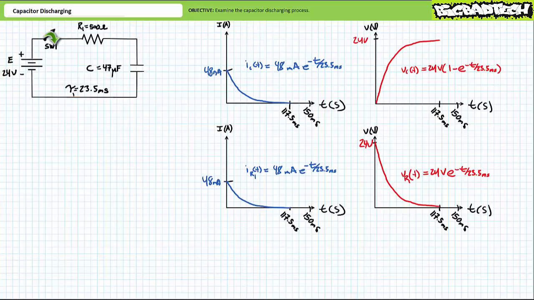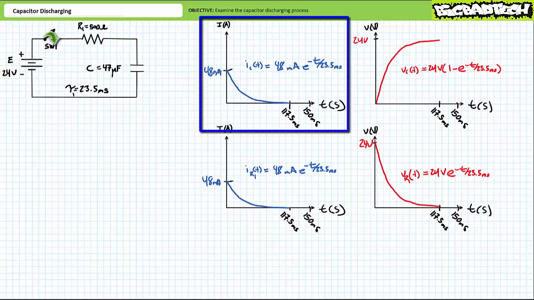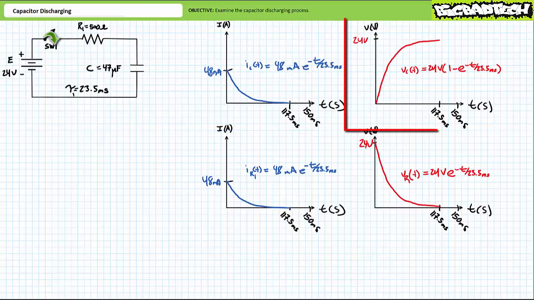Here's what we learned about the charge process from 0 to 117.5 milliseconds. IC of t during the charging process was 48 milliamperes times e to the negative t over 23.5 milliseconds. Current into the capacitor experienced an initial surge of 48 milliamperes and decayed to 0 amps over 5 time constants or 117.5 milliseconds. Vc of t during the charging process was 24 volts times 1 minus e to the negative t over 23.5 milliseconds. Voltage across the initially uncharged capacitor started out at 0 volts and grew to 24 volts by 117.5 milliseconds.